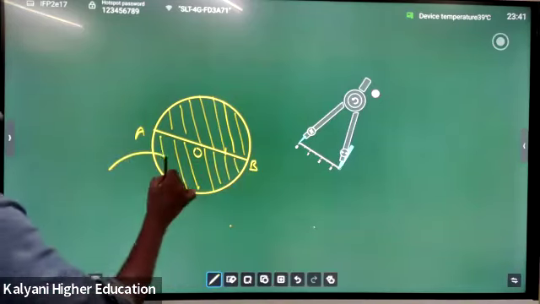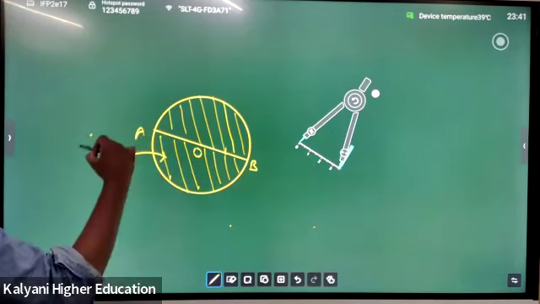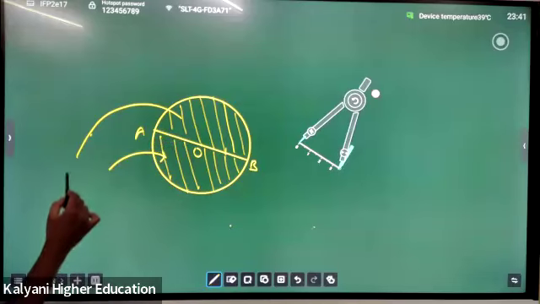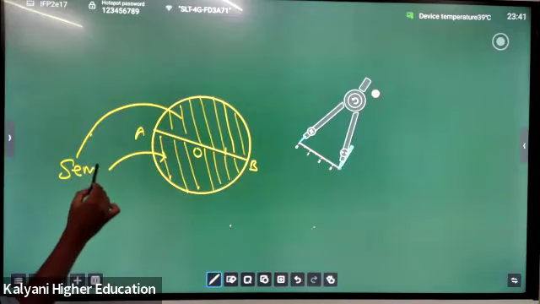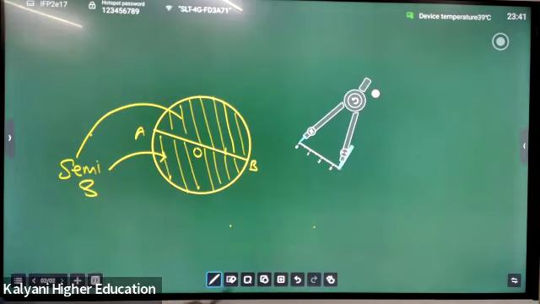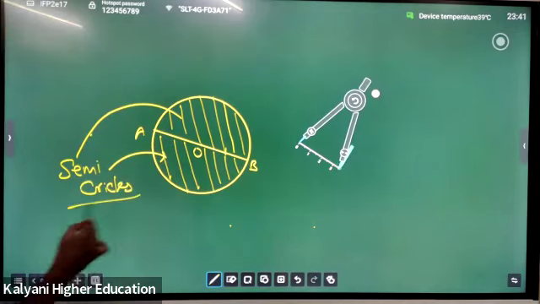What is the special name that you can give for these? What is the name of the segment? Semicircle. We can say semicircles. Understood? Is it clear? Yes, sir. Can do? Can do. Next, we'll move to this part.